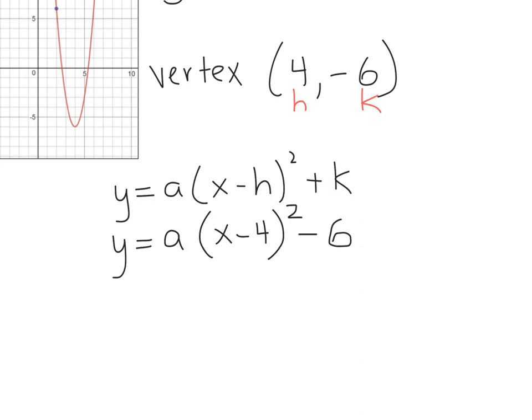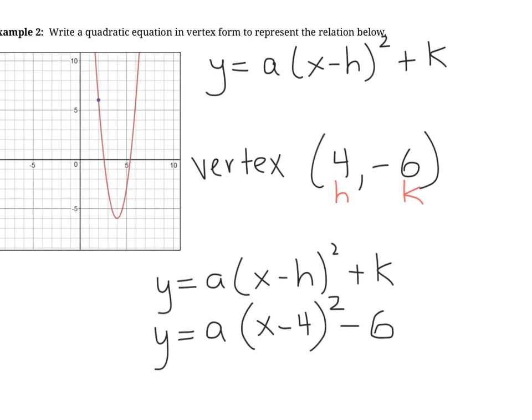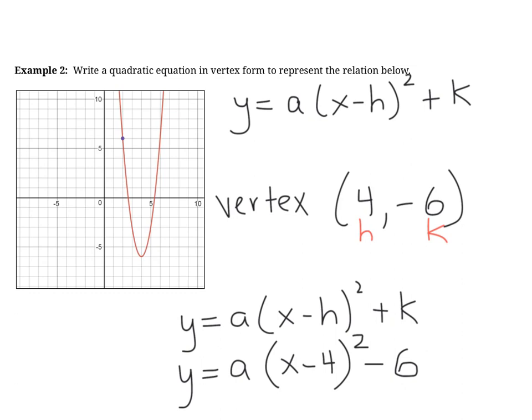So what we can do is go back to our given graph and pick out one other clearly identifiable point on this parabola. And you can pick any point that you want as long as you can clearly identify what the values are. Try to avoid picking a coordinate point that has a decimal number as its x or y value. It's just going to make the math messy, and you may not even be reading that decimal value accurately off of the graph.